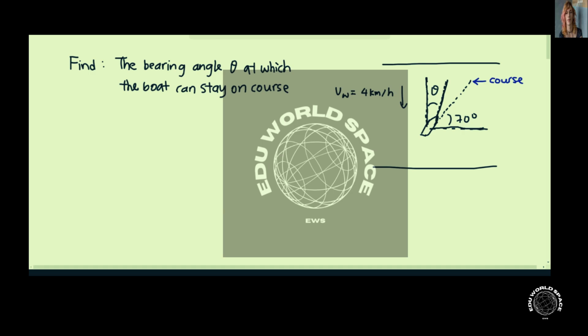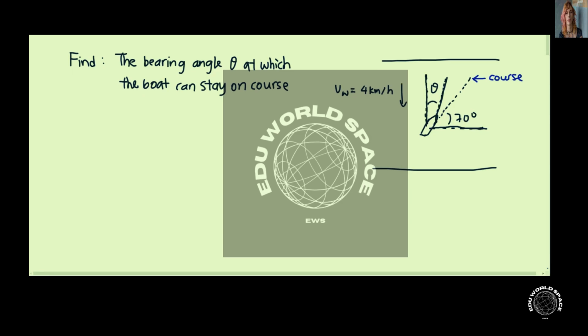In this question, we are given that the boat can travel at 16 kilometers per hour in still water, and then the dash line, we are given this situation, and the dash line is the course that the boat needs to stay, and we are also given that the water is flowing downward with a speed of 4 kilometers per hour. We need to find the angle theta such that the boat can stay on course.